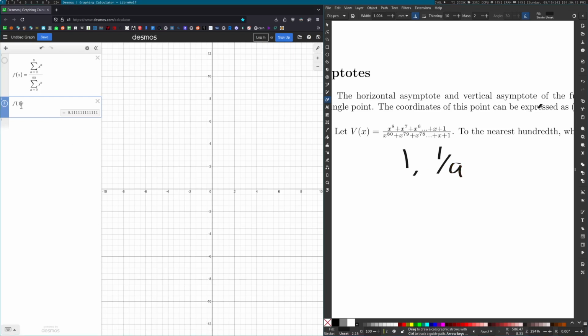How about we plug in 2 to this? We already get some scientific notation. 2 times 10 to the negative 22 power. Let's do f of 3. Even smaller. So let's do f of 80. This times some unfathomably small number.